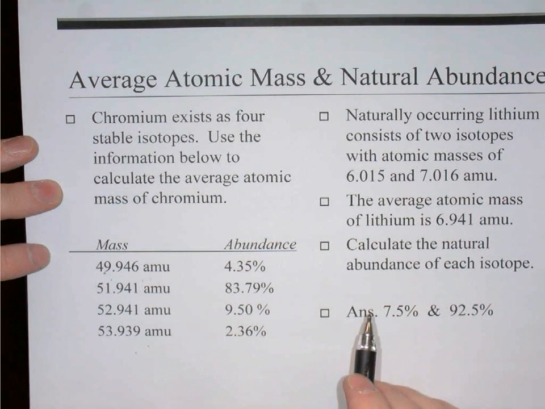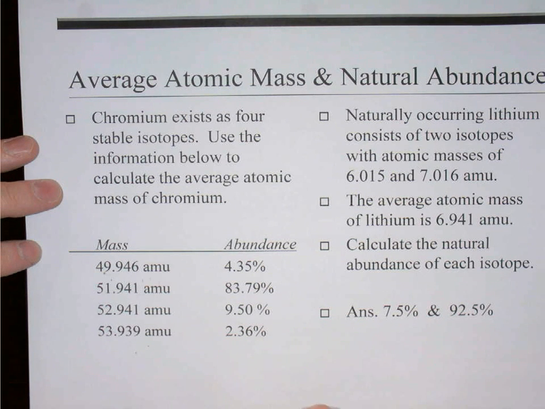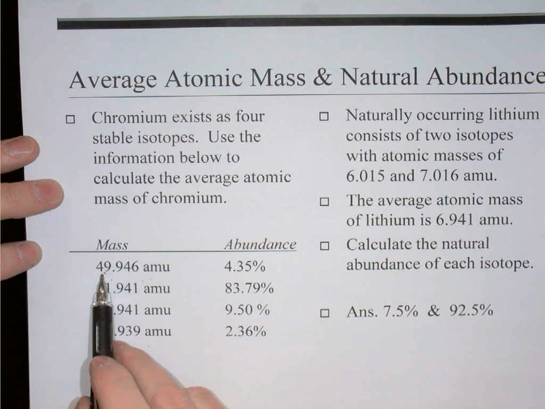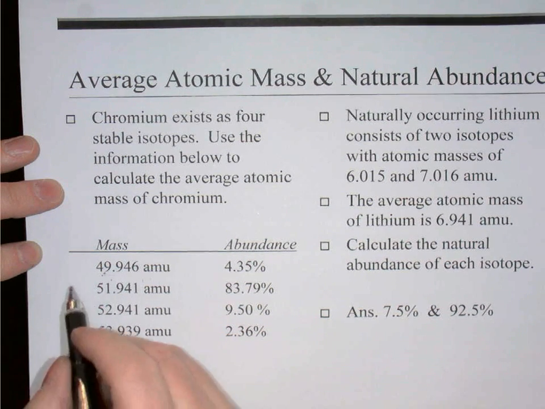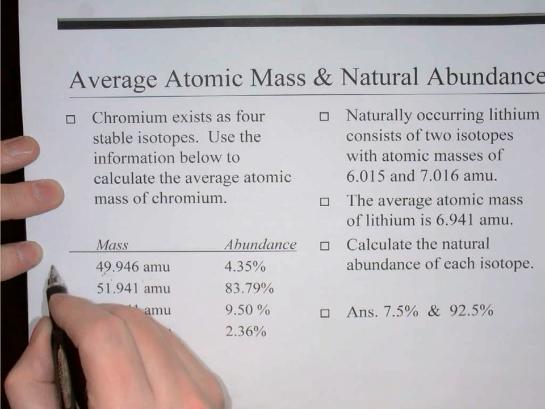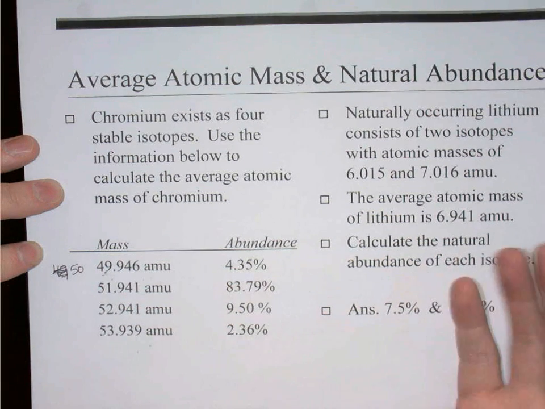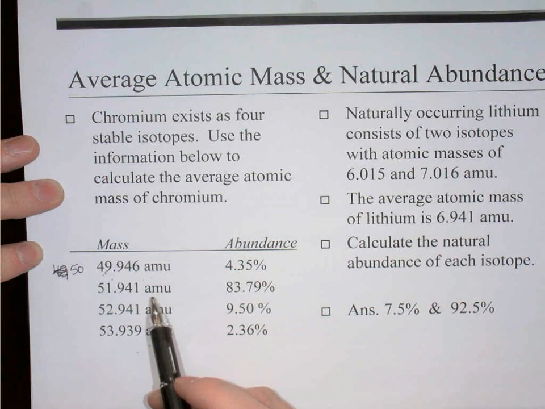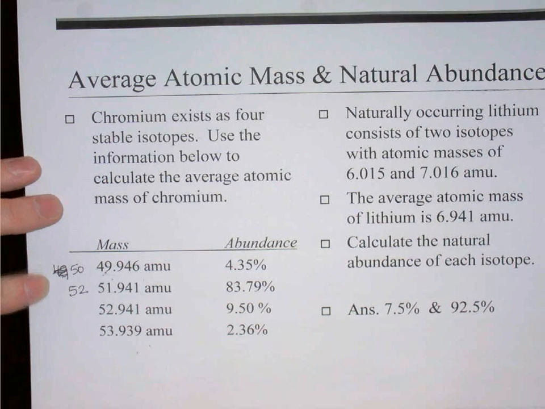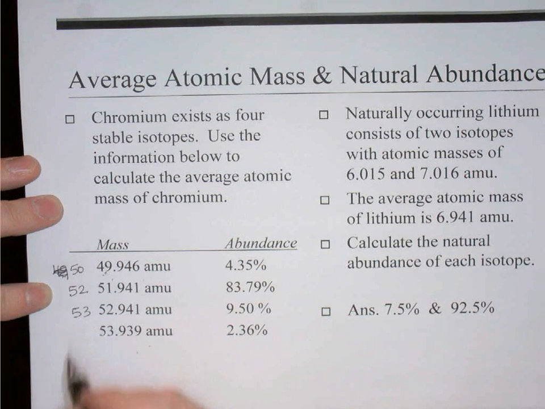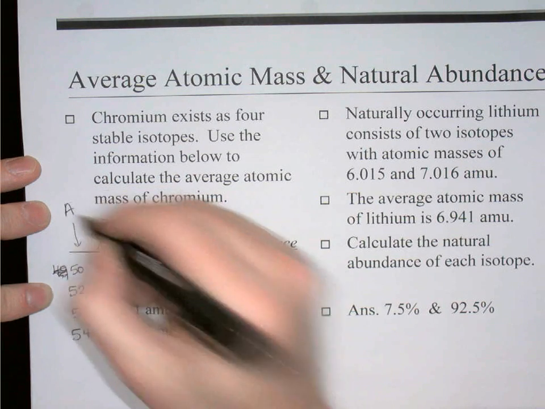Now if we remember that a proton and a neutron each weigh approximately 1 AMU, and if we remember that electrons are almost massless, then when I see that the mass of this isotope is 49.946 AMUs, I can probably safely assume that its mass number was 50. It has to have 50 protons and neutrons because each proton and neutron weighs 1 AMU. This guy's mass number was probably 52. This guy's mass number is 53. And this guy's mass number is 54. So these would be the mass numbers A.